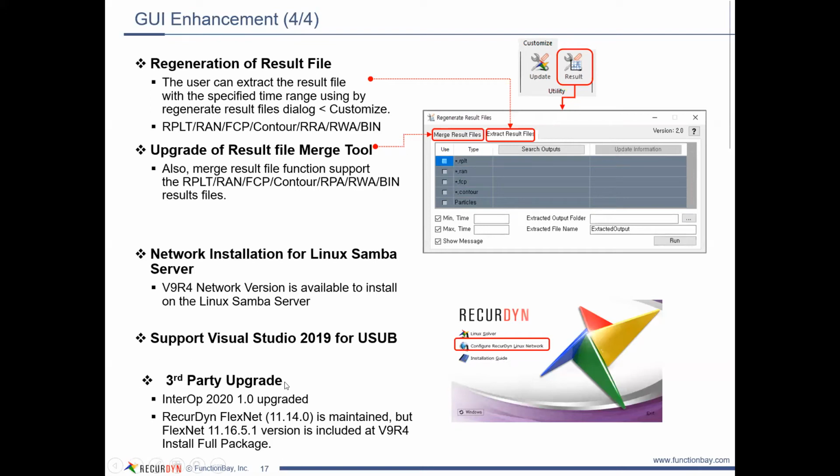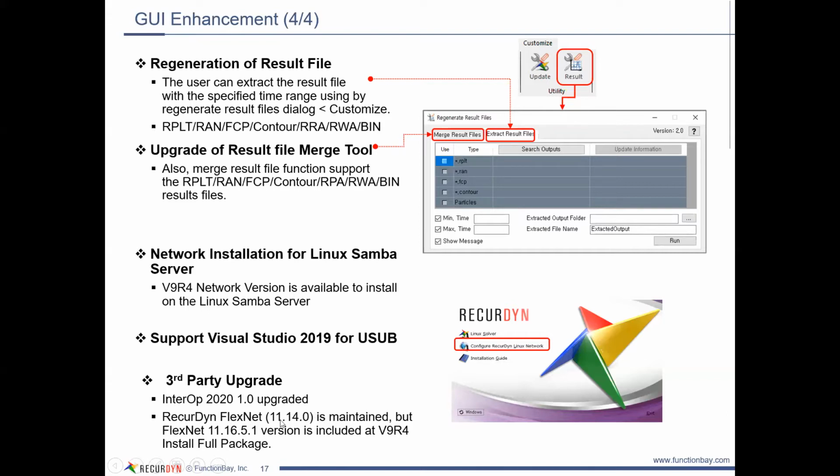And then third-party enhancements. We do these things from time to time according to enhancements that the third-party packages make. But also sometimes we don't change certain libraries unless it's a major release, just to make sure things are very consistent from release to release. So in this case, we have this Interop 2020 upgraded. And then the second one is the security licensing, which is FlexNet.